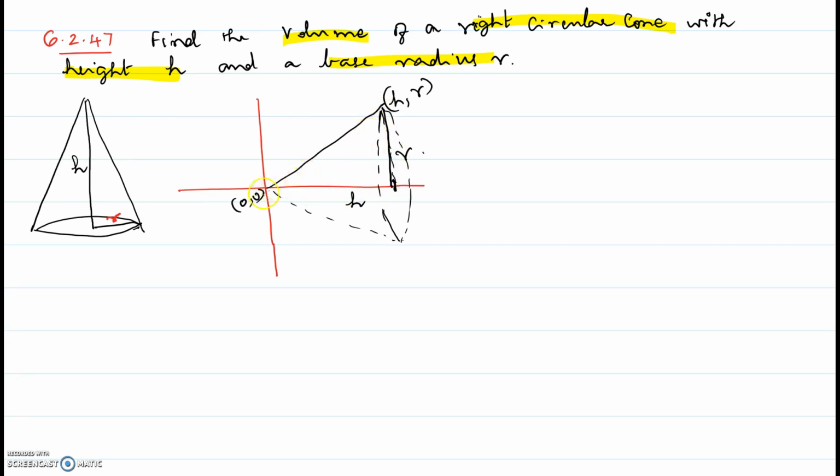So we are going to rotate the line here about the x-axis, so we get the shape of the cone. So what is the equation of this line? We will call it, let's say, OA. So what is the equation of the line OA?